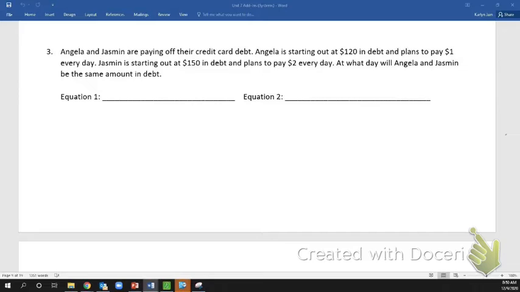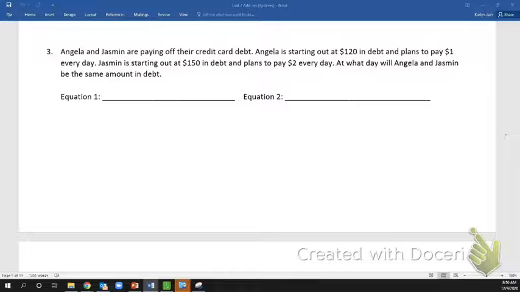So Angela and Jasmine are paying off their credit card debt. Angela is starting out with $120 in debt and plans to pay $1 every day. Jasmine is starting $150 in debt and plans to pay $2 each day. At what day will Angela and Jasmine be at the same amount?